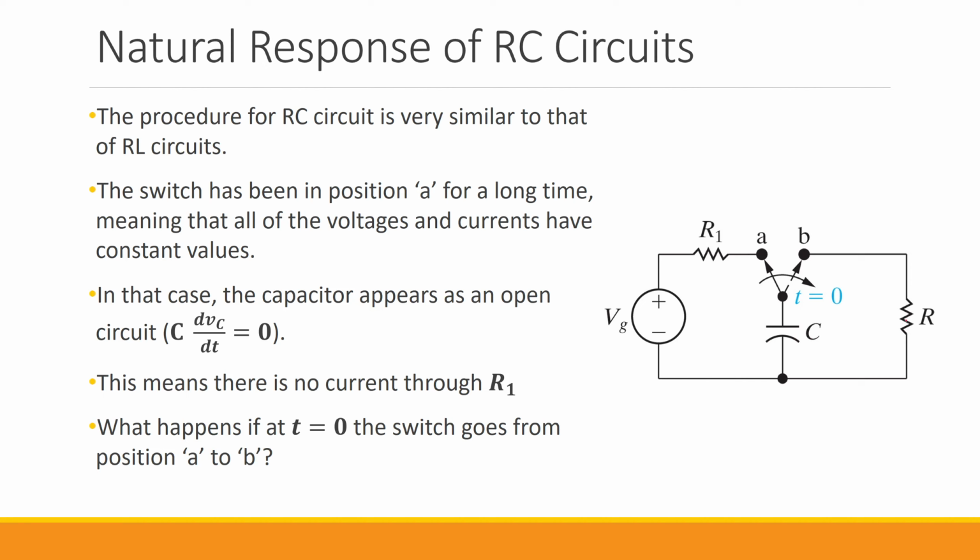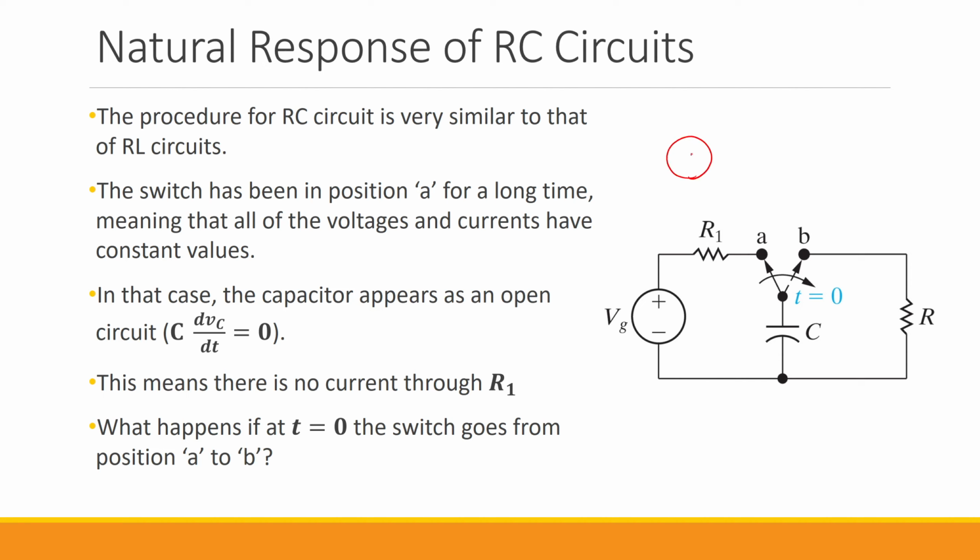The one thing you see here is that we now have a different type of switch. This switch is not open or closed only. It goes from position A to position B. What we want to analyze is what happens if at time t equals 0, we go from position A to position B. Let's see what the circuit looks like before time equals 0.